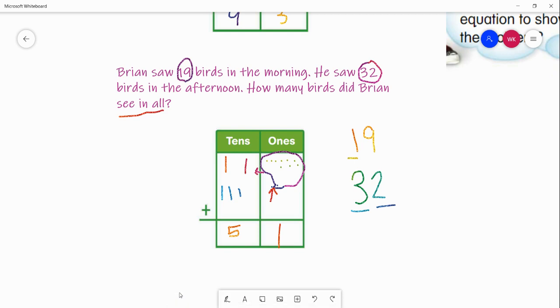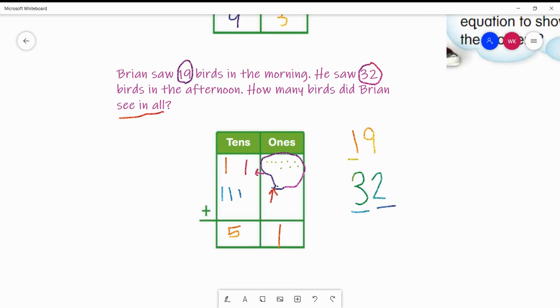But remember, you could have figured this out in any way possible to be able to help you solve this addition problem. All right, I hope that helped. This concludes chapter 4.